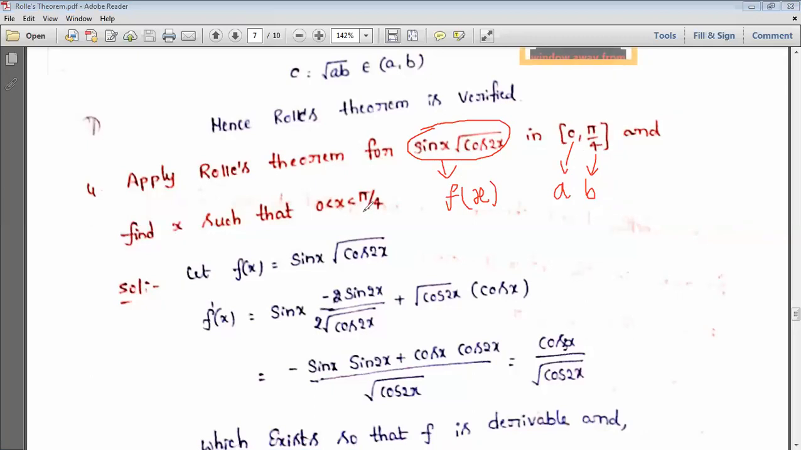Of course they may not mention what we have to do. Finally, the value of c should lie in this interval or not. They are saying it in a different way. They are not asking to verify, they say apply Rolle's theorem. It means obviously that it satisfies the conditions as well as f dash of c equal to 0. By taking that, we should find the value of x, and that value of x should lie between 0 and pi by 4. So f of x is equal to sin x into square root of cos 2x.